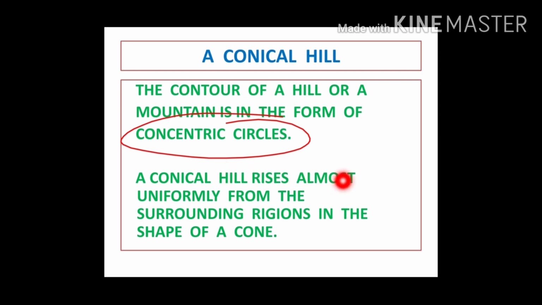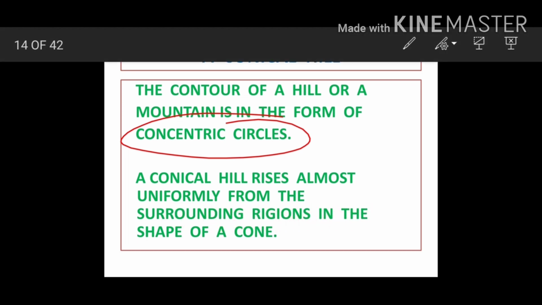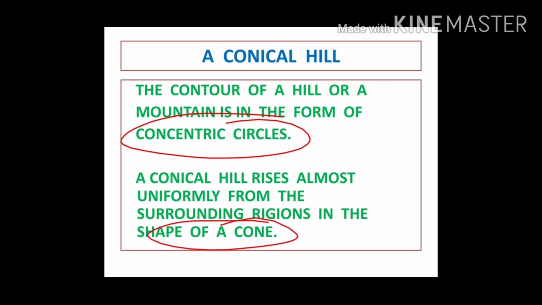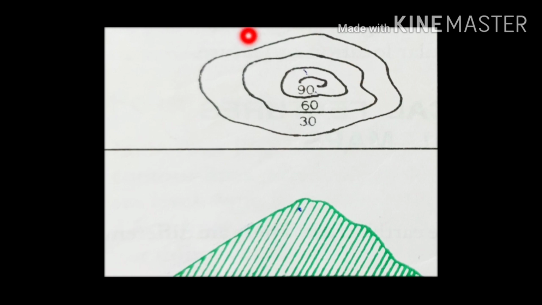A conical hill rises almost uniformly from the surrounding regions in the shape of a cone. So what kind of shape will it acquire? It will acquire the shape of a cone. Let's look at the picture. Yes. So this is how the contours in a topographical map represent a conical hill.